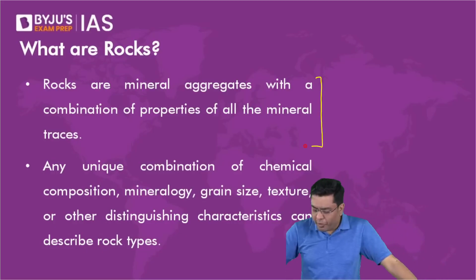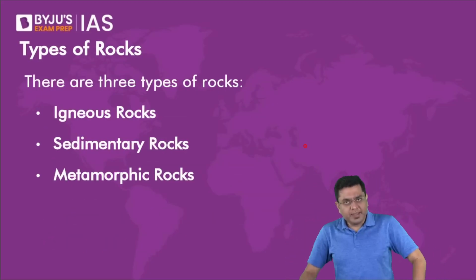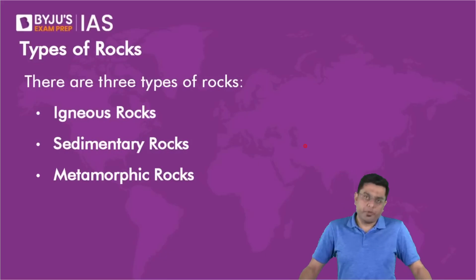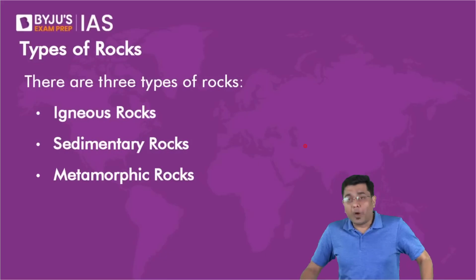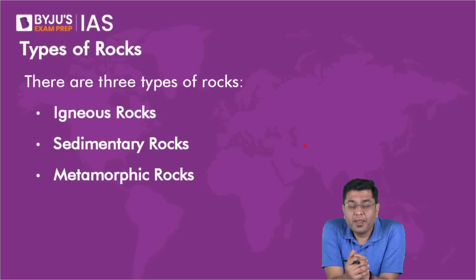Based upon their very formation, you have three different types of rocks: igneous, sedimentary, and metamorphic. What are they? How are they created? And what is their distinct feature? So, when we say an igneous rock, igneous means what? Originating or associated with fire, associated with very high temperature. So, when molten materials cool down and form the rocks, they are referred to as igneous rocks.